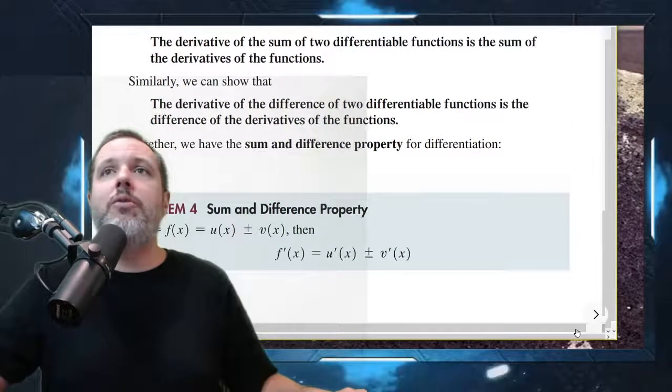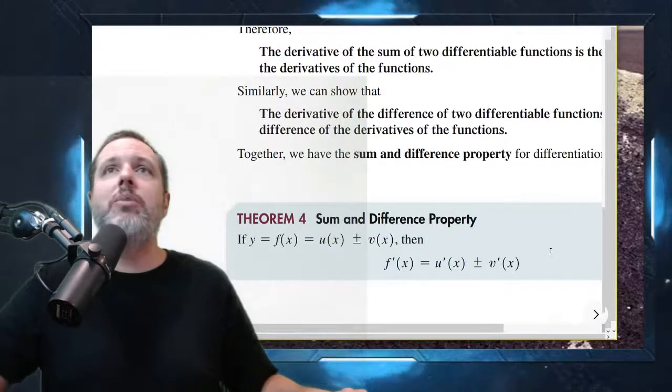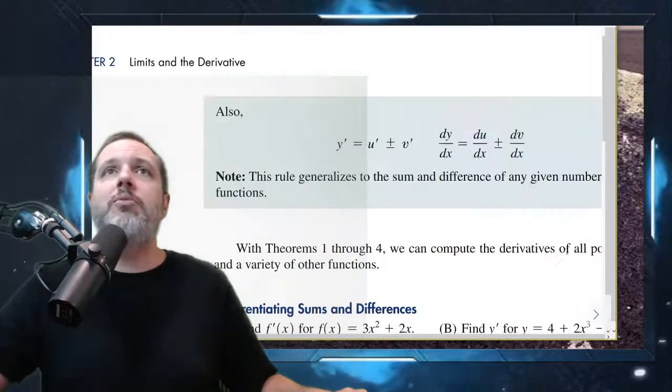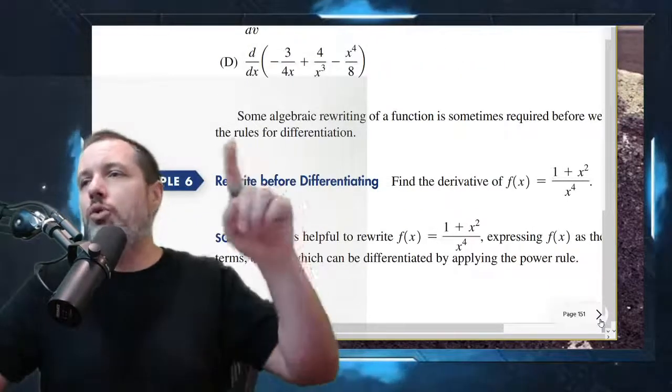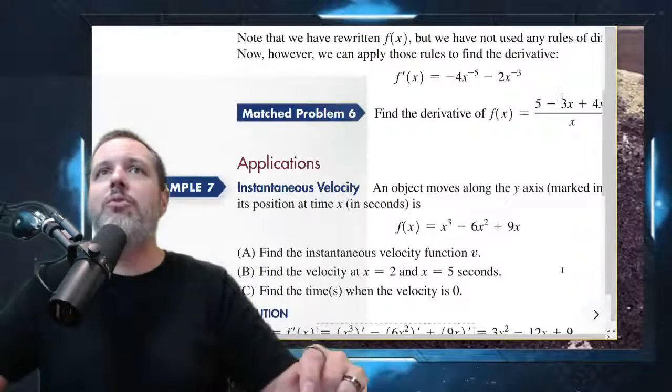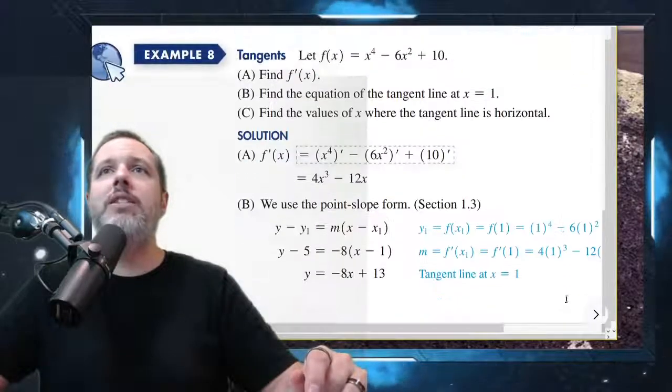So I'm trying to get all this information in since the next time I see you, we're going to be going over it. So sum and difference property. Some of these rules you won't even think about. They'll just become so natural for you. You'll just do them. Yeah, instantaneous velocity.